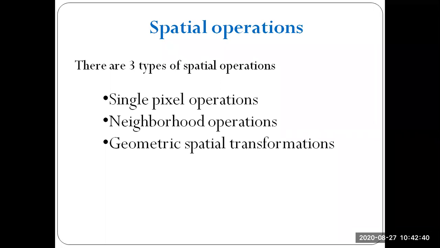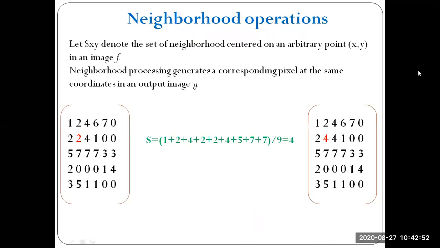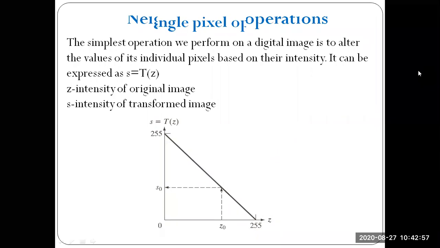I will show an example of each one. So what are those? Single pixel operations, neighborhood operations, and geometric spatial operations. First we have to see single pixel operations. In single pixel operations, the simplest operation we perform on a digital image is to alter the value of its individual pixel value based on the intensity.